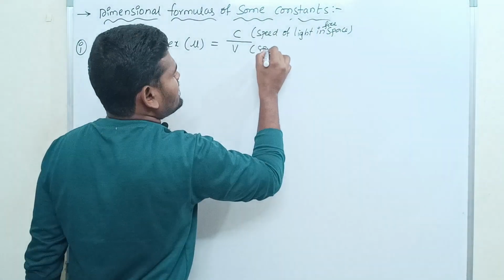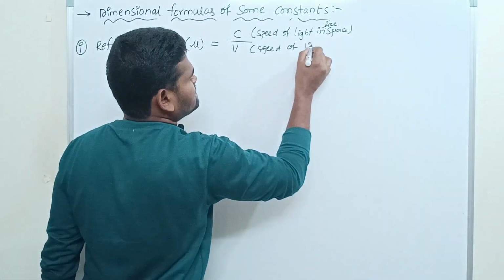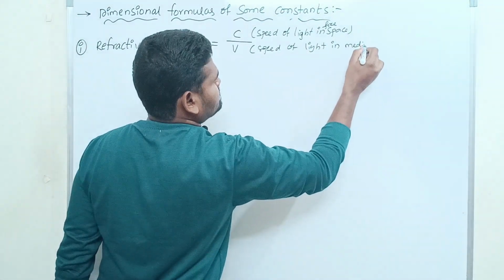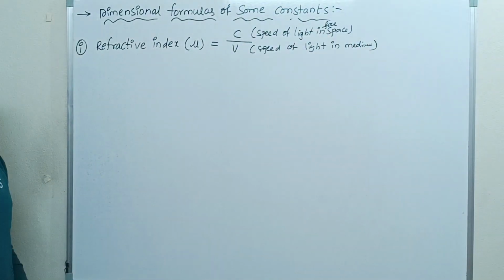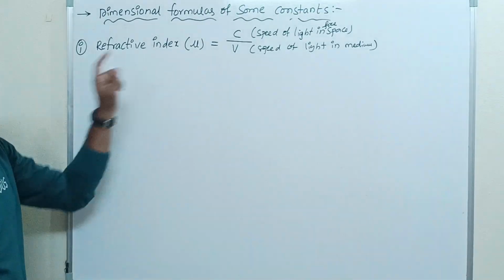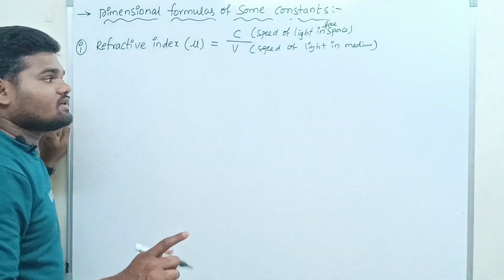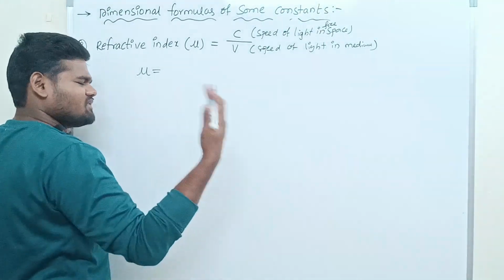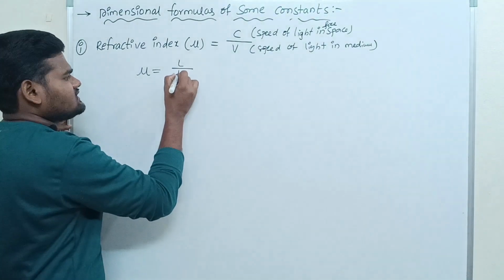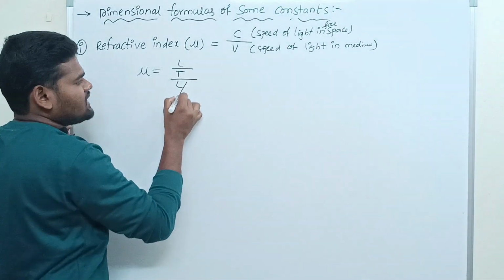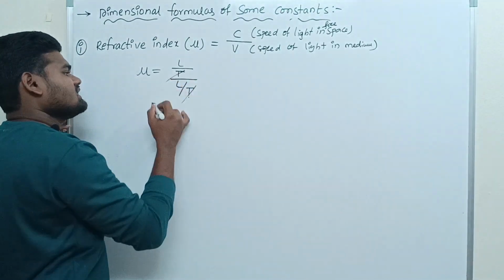V means what? Speed of light in medium. The ratio of speed of light in free space to speed of light in medium is called what? Refractive index. Are you getting? Right. So mu. Speed means what? Speed is nothing but velocity. Distance by time. V means velocity, again distance by time. T and T cancel out.